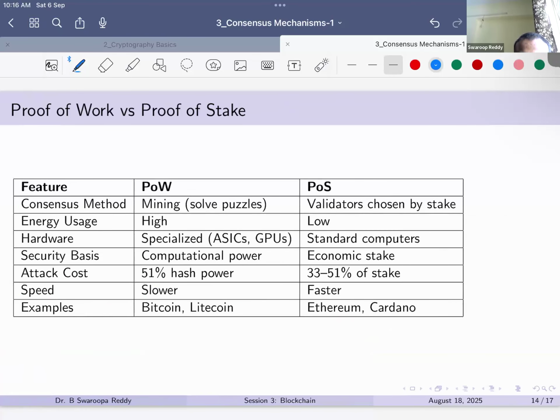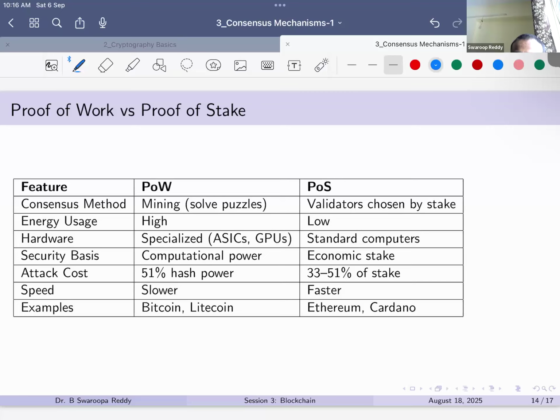So this is already something we have discussed in the previous slides. This is just a basic comparison, for example, proof of work versus proof of stake. In proof of work, the consensus method is mining, and you need to solve the puzzles. But in proof of stake, the validators are chosen randomly based on their stake.